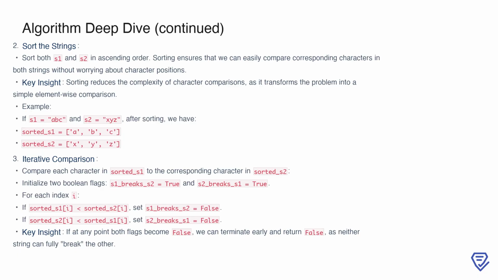To facilitate this, we also initialize two Boolean flags, S1_breaks_S2 and S2_breaks_S1, both set to true. These flags keep track of whether one string can break the other. As we iterate through the characters, if we find that sorted_S1[i] is smaller than sorted_S2[i], we set S1_breaks_S2 equals false. Similarly, if sorted_S2[i] is smaller than sorted_S1[i], we set S2_breaks_S1 equals false. If both flags become false during the process, we can terminate early because it's clear that neither string can fully break the other.